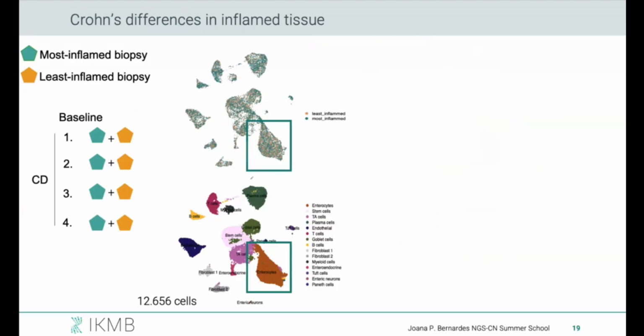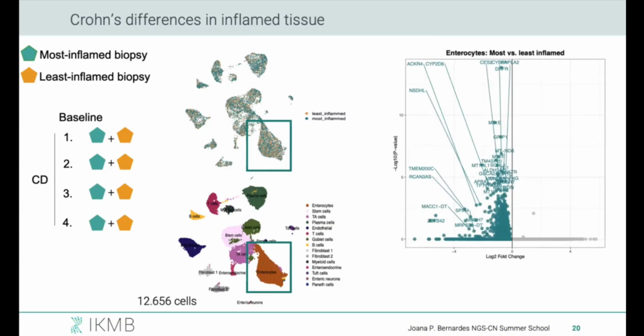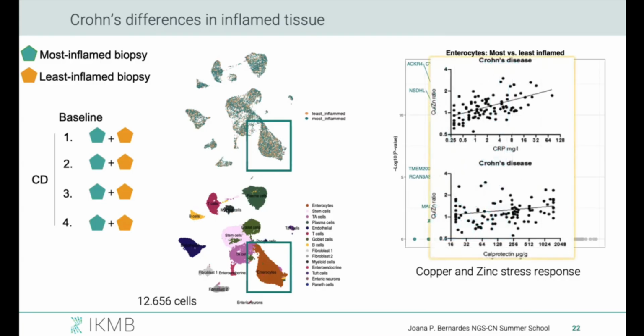So first, talking about the enterocytes. This is the comparison at baseline only, comparing the most inflamed biopsy with the least inflamed biopsy. We could see that there were downregulated genes in the most inflamed, which is kind of counterintuitive. These genes were related to copper and zinc stress response. And based on previous literature, this is actually positively related to other inflammatory markers such as CRP and calprotectin.